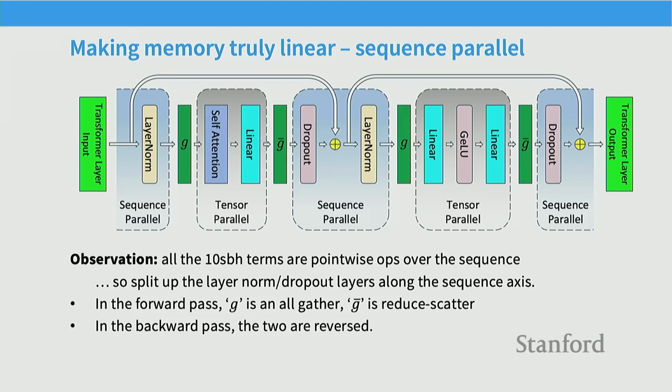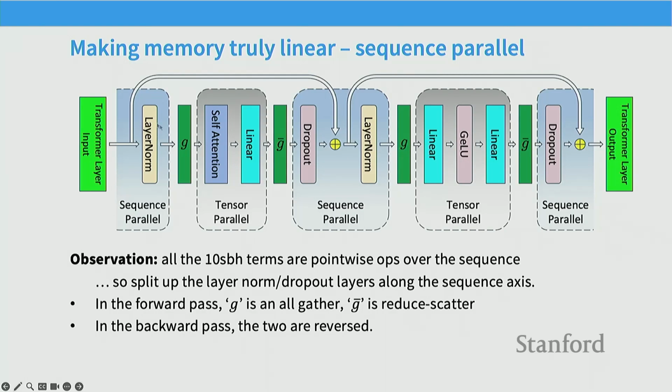And because we're now cutting things up across the sequence dimension, we're going to have to do some synchronization to make sure the parallel computations that we did can get aggregated back again. In the forward pass, these G's are going to be all-gathers, and G bars are going to be reduce-scatters. And in the backwards pass, the two are reversed. In some sense, there's a duality here between the two.